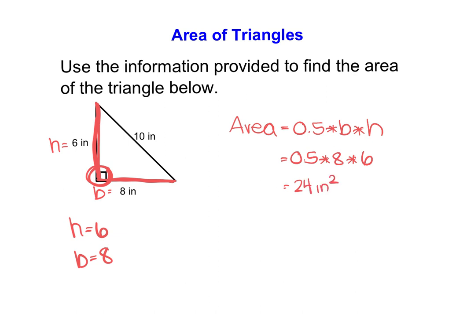Now, if we were to calculate our perimeter here, remember we would take all the side lengths and add them up. So we have 6 plus 8 plus 10. So in this one, because our height is also a side length, it gets included in our perimeter, and it is also 24 inches.